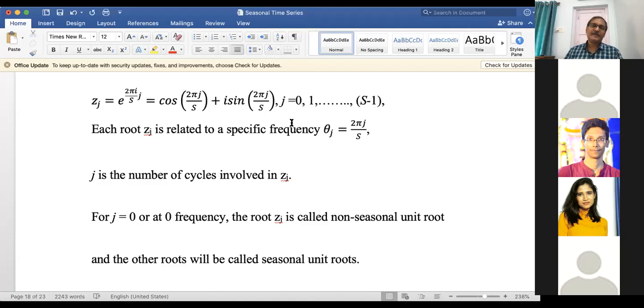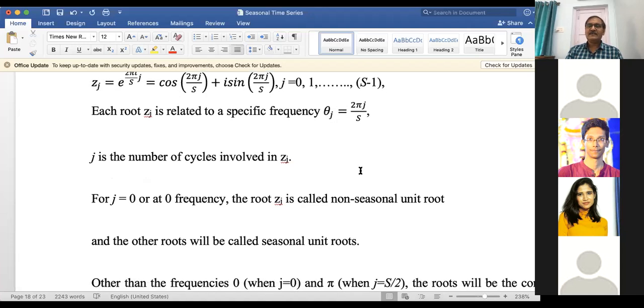So the rest of the unit roots, that is for seasonal frequency S, you will get one root at j equal to 0. So the remaining roots are s minus 1. So the remaining s minus 1 roots will deal with the seasonal character of the series. So for j equal to 0 or at 0 frequency, the root zj is called the non-seasonal unit root, and the other roots will be called the seasonal unit roots.